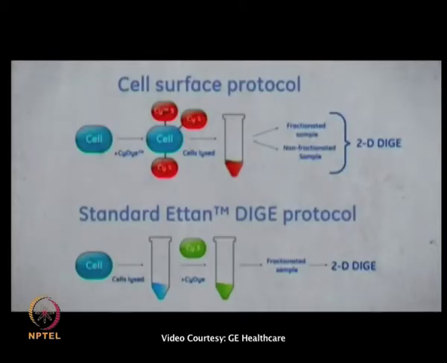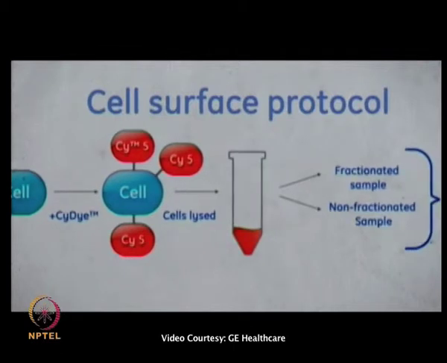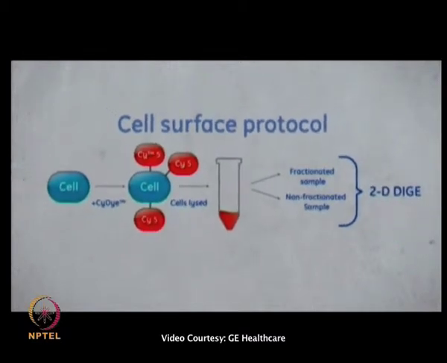In the cell surface labeling protocol, seen on top, you label the cells while they are still intact. During the labeling process, the dye will only have access to the cell surface proteins. After the labeling step, the cells are lysed. To verify cell surface specific labeling, the labeled sample was fractionated into membrane and cytosolic proteins.